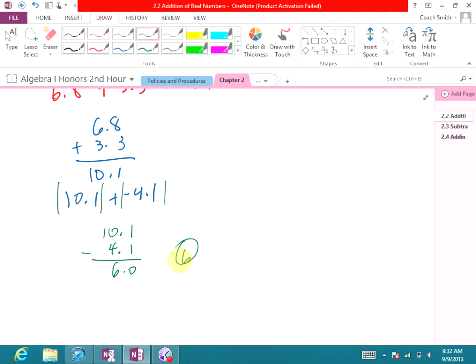Do number 32. 32 says 9.8 plus negative 6.3 plus negative 7.2.